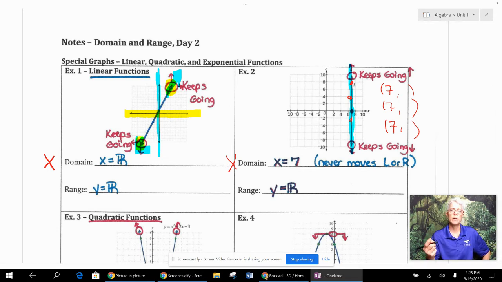x is 7 in this situation isn't the answer to an equation. It is the equation. It is the equation of the line, x equals 7.